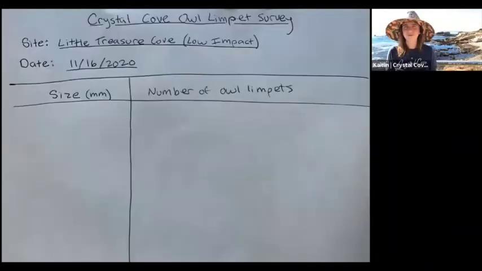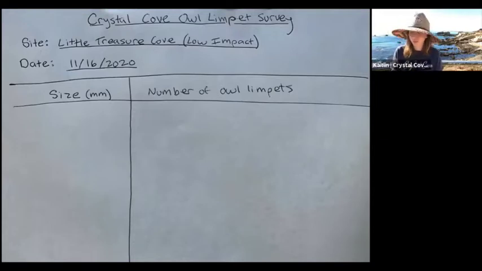All right. So on a piece of paper with something to write with, you're going to want to label the top of your paper so that you know what it is, the Crystal Cove Owl Limpet Survey. Then you're going to want to write which site you're at, which today is the one behind me. So Little Treasure Cove, and this is our low impact site.